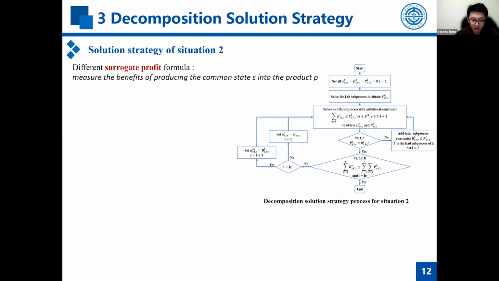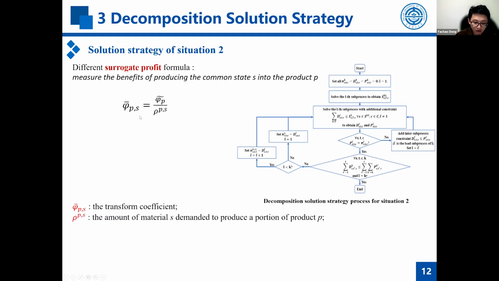Situation 2 is more complex in the sense that different products have different profits, and therefore their production should have different priorities. Therefore, we propose to use a surrogate profit for the common state, which measures the benefits of producing the common states into the final product. We use this formula, with phi denoting the calculated transform coefficient from the product P to the common state S. And this is calculated as the profit divided by its production proportion. And this is the first formula.